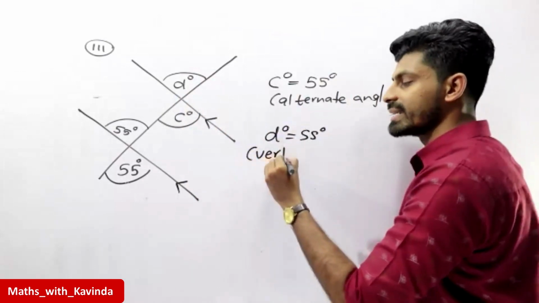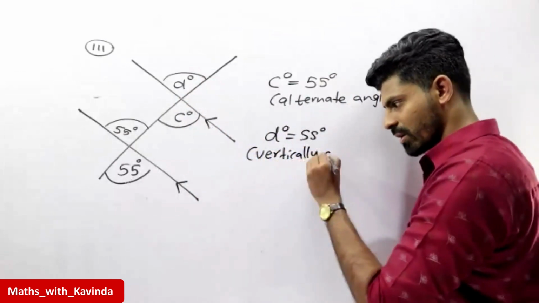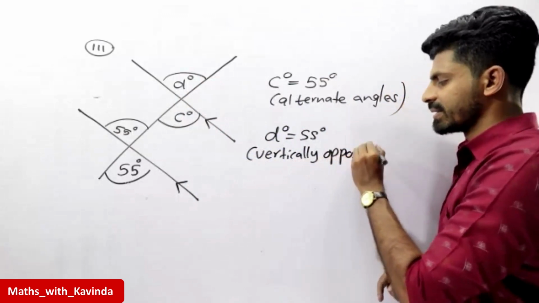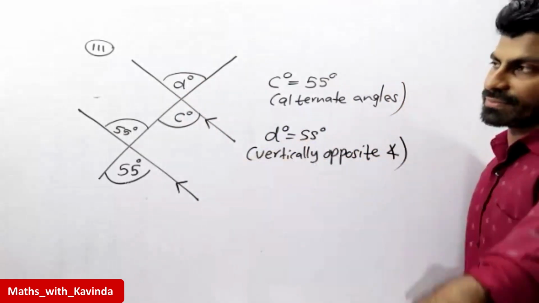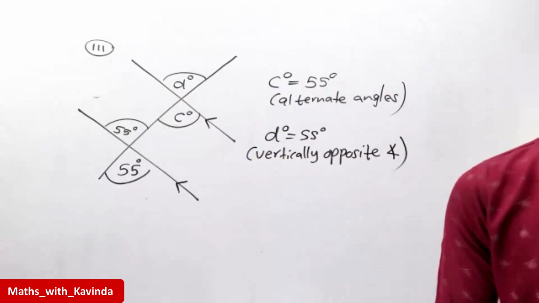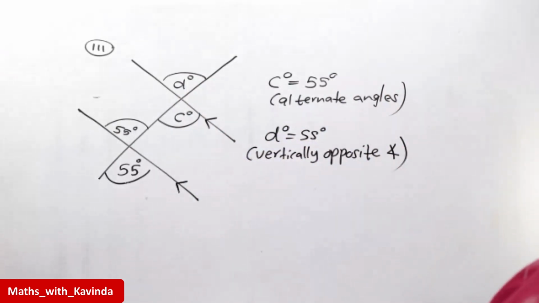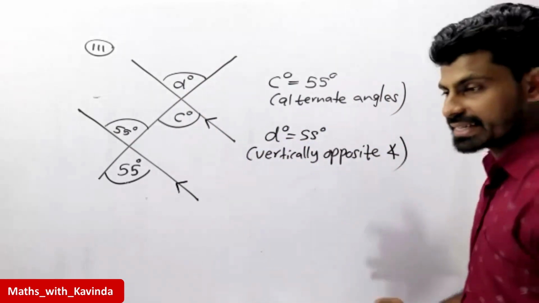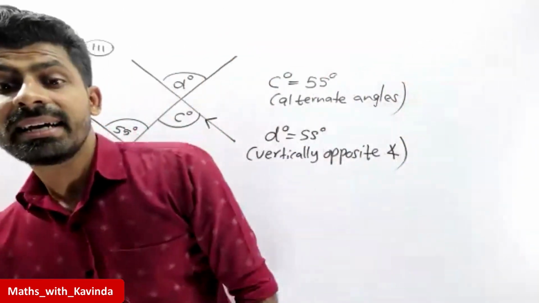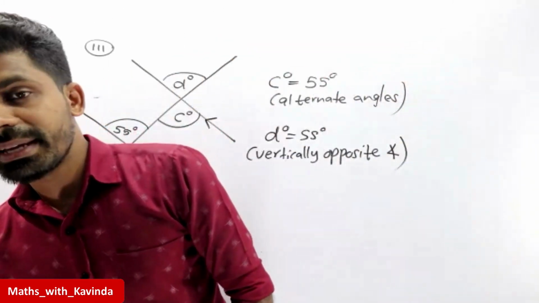Why? Vertically opposite angles. Then D is also 55. Easy. Then we can quickly move to the last question.